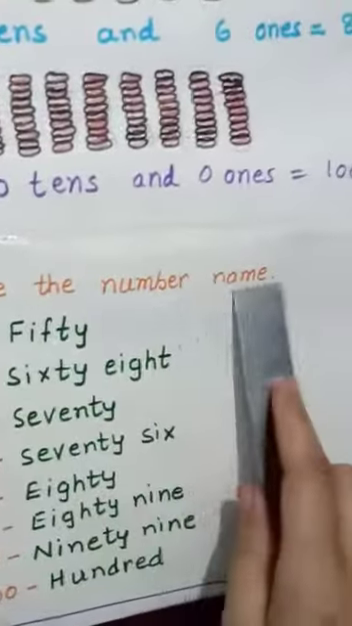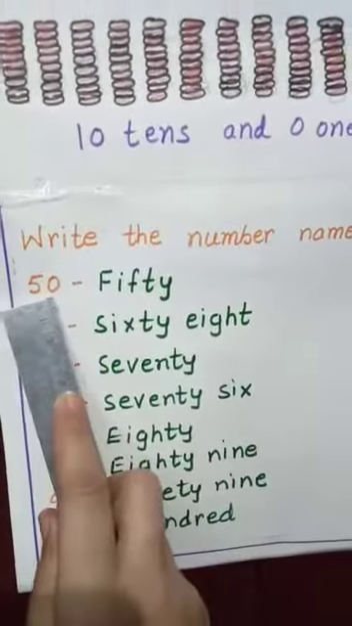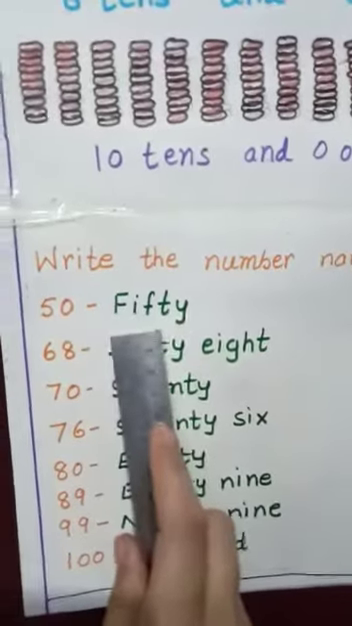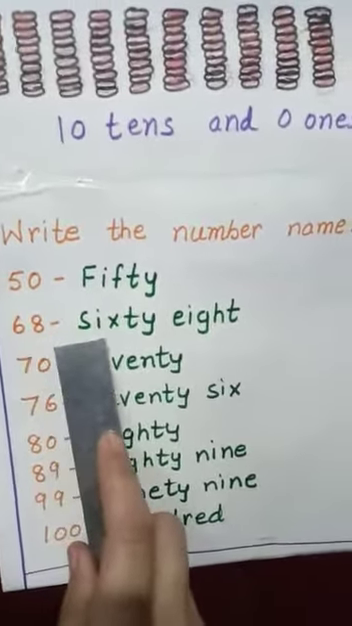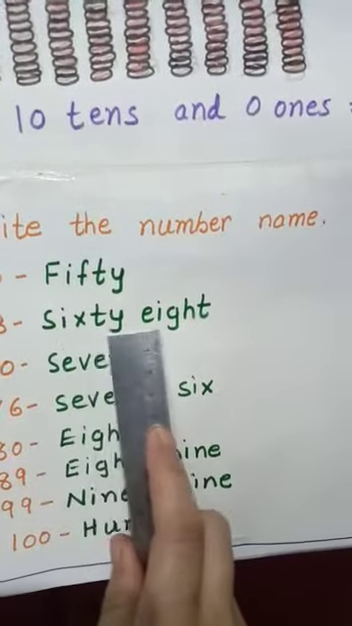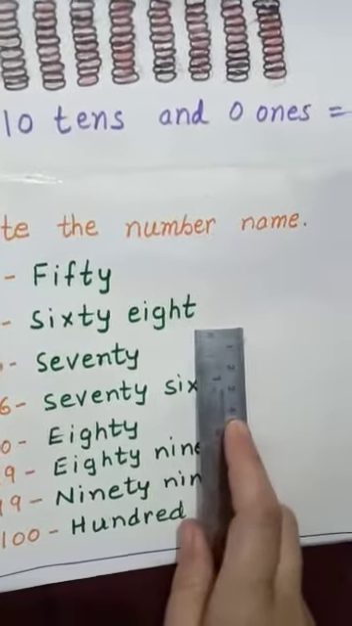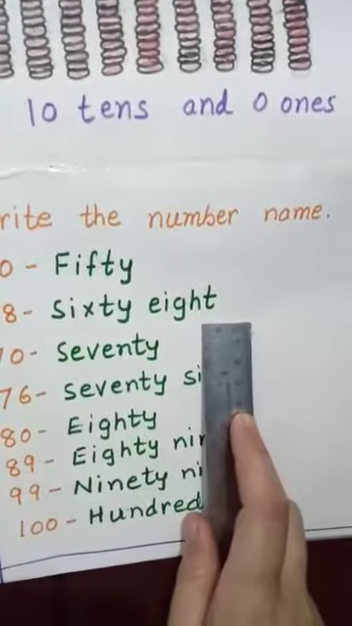Write the number name. 50, F-I-F-T-Y, 50. 68, S-I-X-T-Y, 60. E-I-G-H-T, 8, 68.